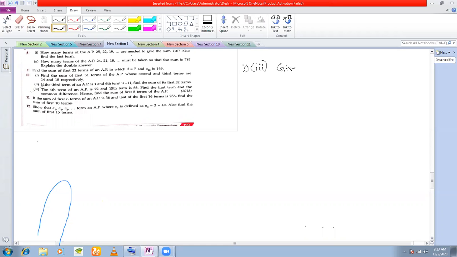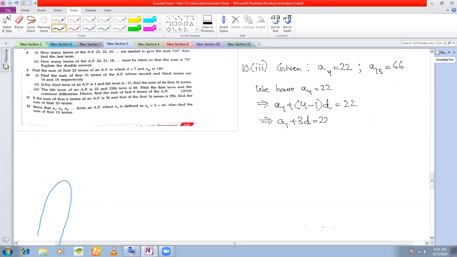So it is given that the fourth term of an AP is 22. So A4 is 22. And the 15th term is 66, that means A15 is 66. Now we start with A4. So we have A4 is equal to 22. And the formula for the nth term is A1 plus n minus 1 into D. You know the value of n here, 4, so A1 plus 3D is 22. This is your first equation.